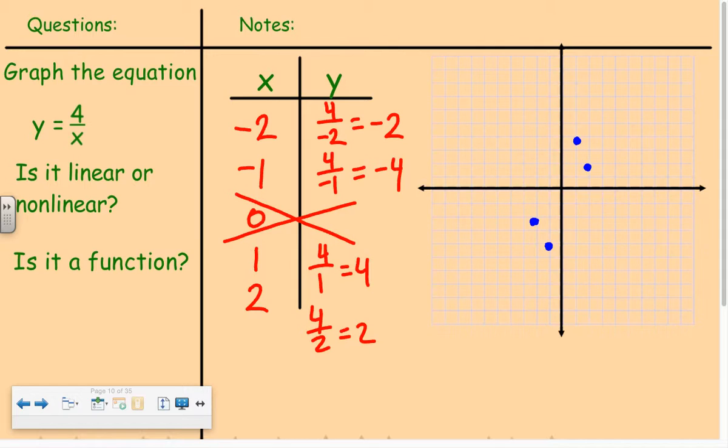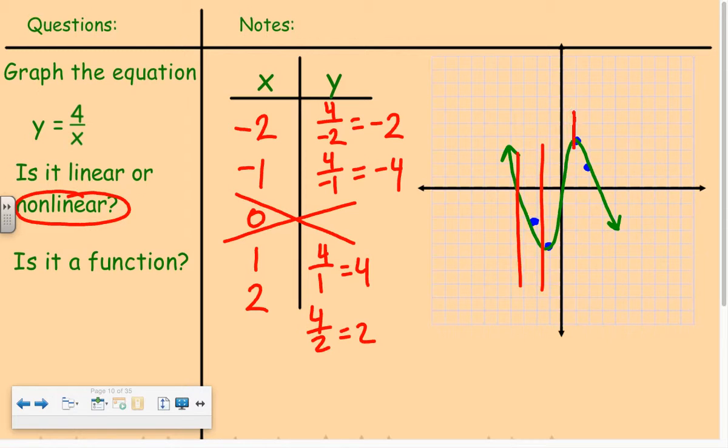So you'll notice that these lines actually do something like this. So that is not a straight line, so it is nonlinear. And if I perform my vertical line test, it is a function, yes, it passes the VLT.